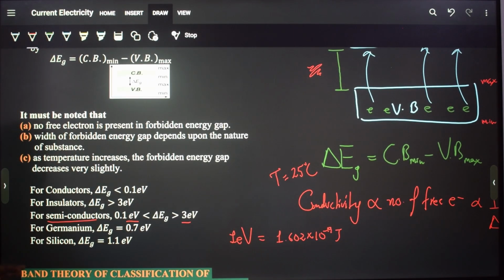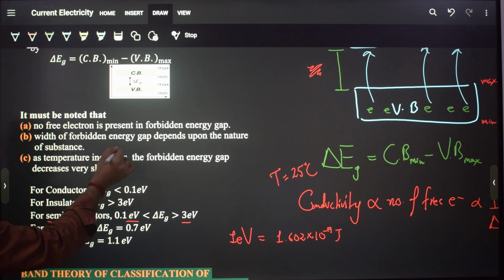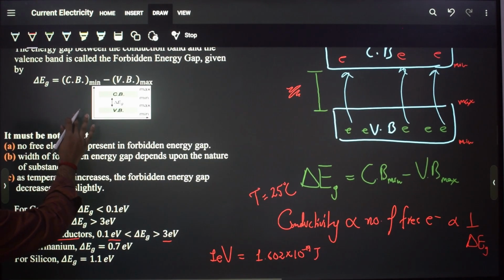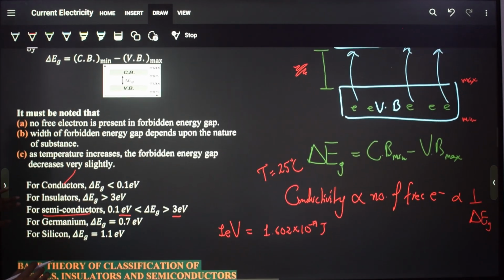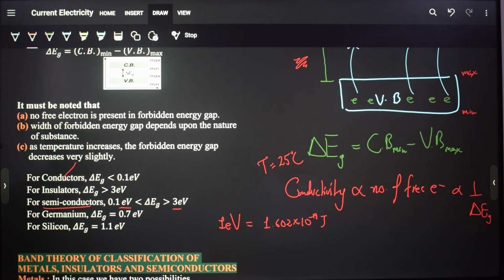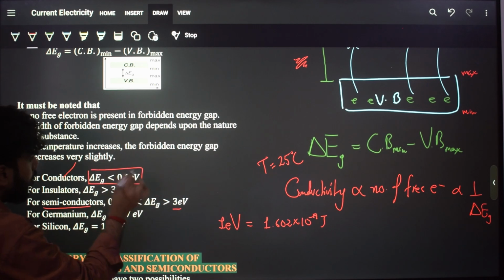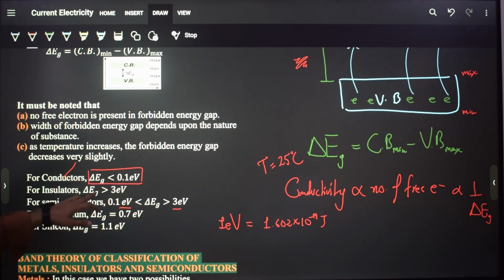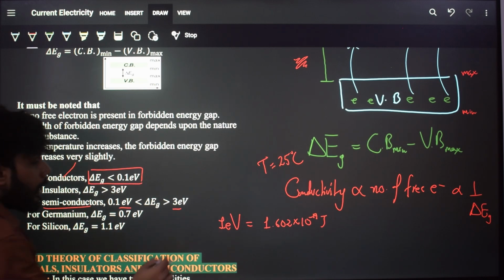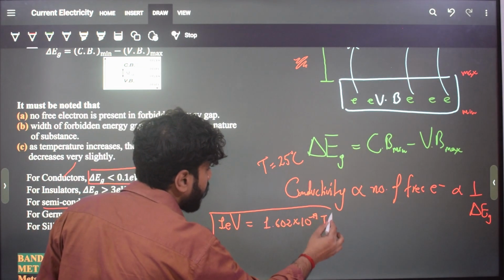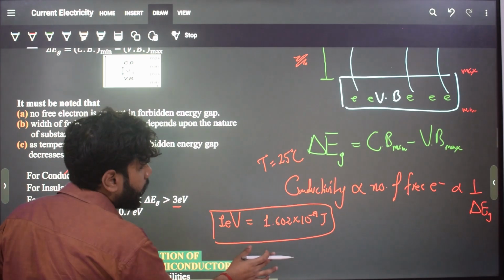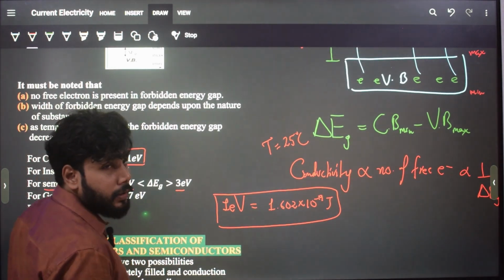So on the basis of the forbidden energy gap, we can define conductor, insulator and semiconductor. You can see for a conductor the energy gap is quite small, for an insulator it is quite large, and for a semiconductor it is between conductor and insulator, right? And for reference, 1 electron volt is a very small energy. It is 1.602 times 10 to the minus 19 joule.